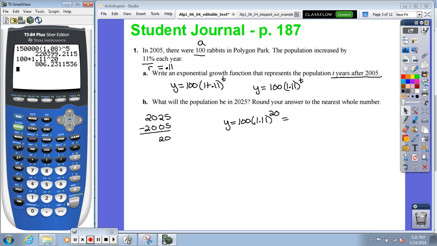And we should end up with, and we want to round this because rabbits can't be decimals, about 806 rabbits.